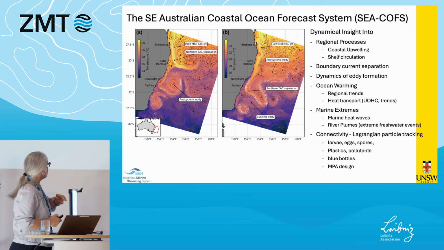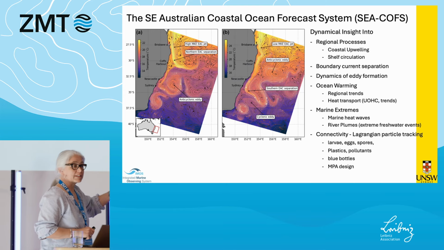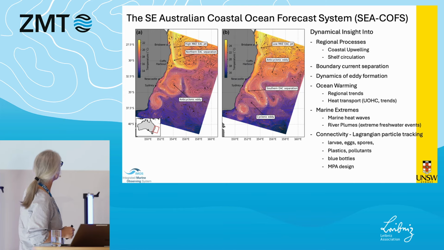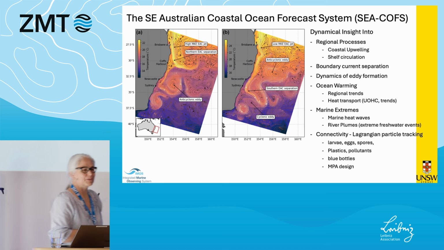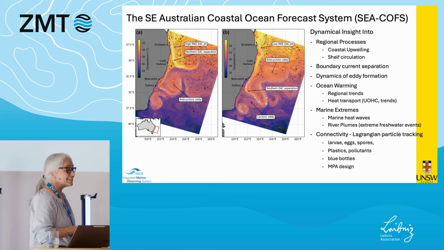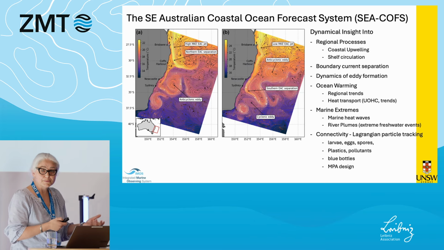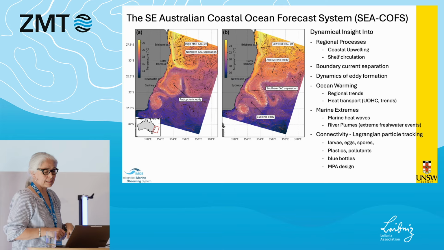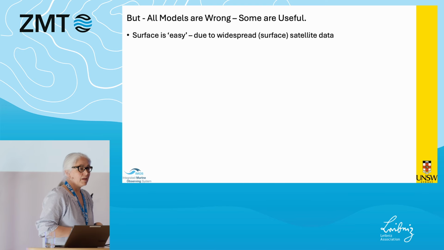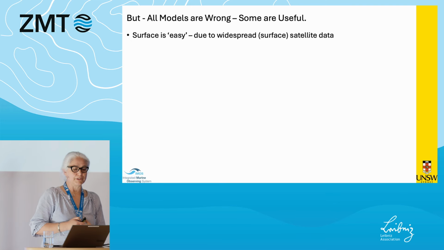So marine extremes, both in temperature and salinity. River plumes, freshwater outflow, drive marine extremes on the coast for us. And then, of course, the biological piece in a physical model: Lagrangian connectivity, the transport of particles, pollutants, larvae, eggs, spores, blue bottles. We're working on Portuguese man of war and using it for marine park design, etc. So all models are wrong, some are useful.